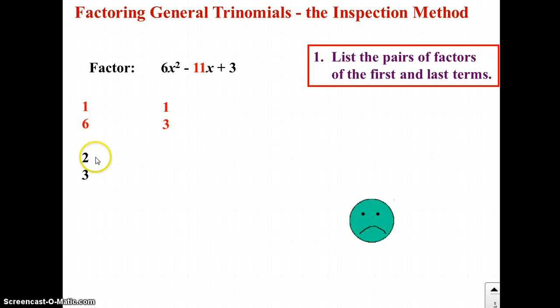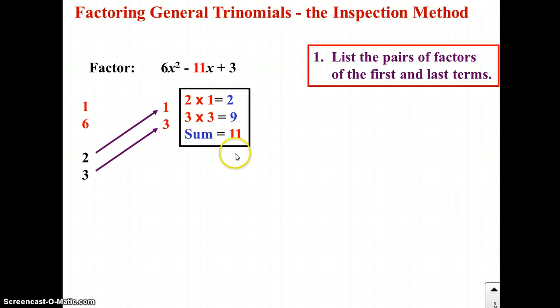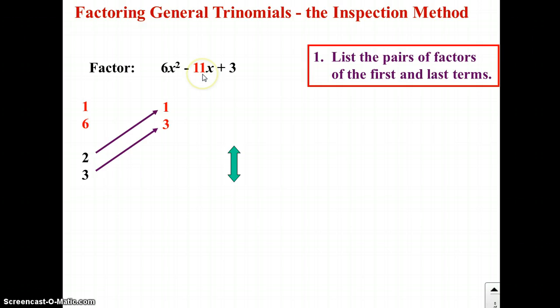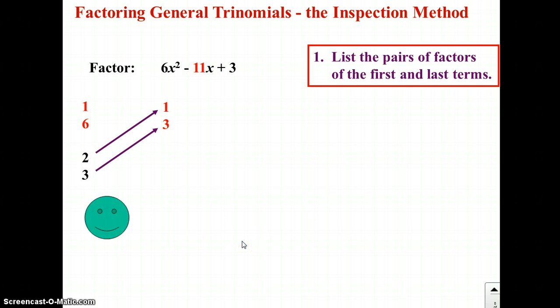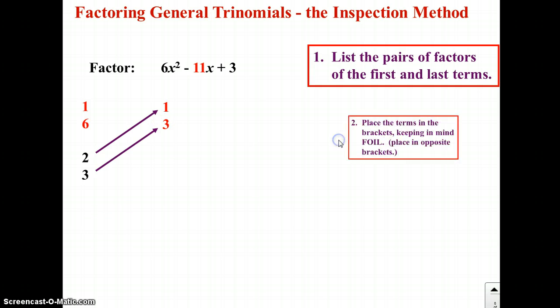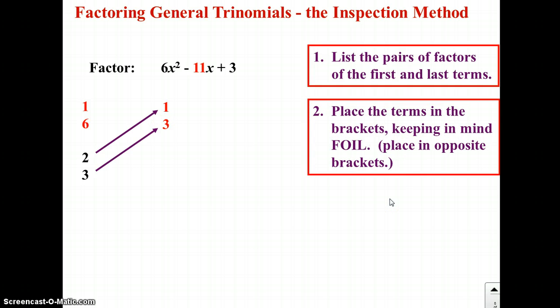We're down to one more possibility, using the 2's and 3's. So 3 times 3, 9, plus 2 times 1, 2. 9 plus 2 is 11. Excellent, that's what we want, a sum of 11. So we're going to use the factors of 6 being 2 and 3, the factors of 3 being 1 and 3. We can now factor our complex trinomial.